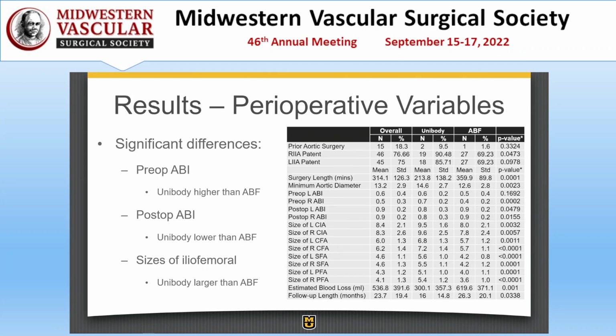When we look at our perioperative values, it's a bit of a large chart, I apologize, but there are some significant findings that we wanted to present. First are ABIs, which we found significantly different between ABF and unibody. Our unibody group tended to have higher pre-op ABI values compared to ABF, whereas post-operatively, the unibody group actually tended to have lower ABIs compared to ABF. On average, we also found that the size of the iliofemoral arteries was larger in our unibody group compared to ABF. And perhaps as expected, for patients that underwent ABF, surgery times were longer and estimated blood loss was higher as well.